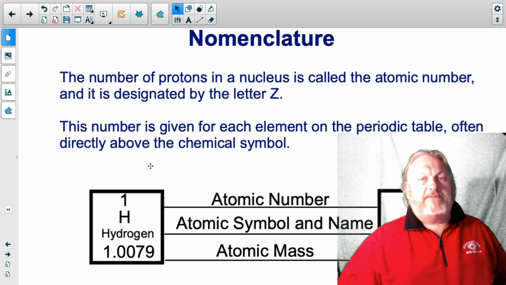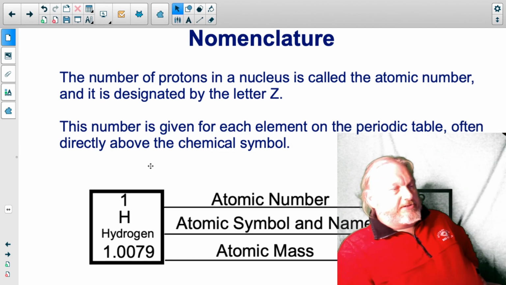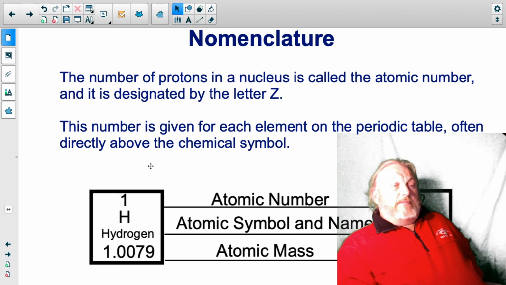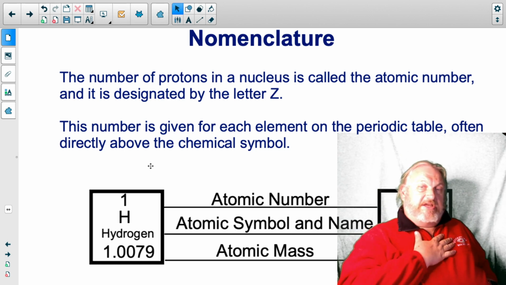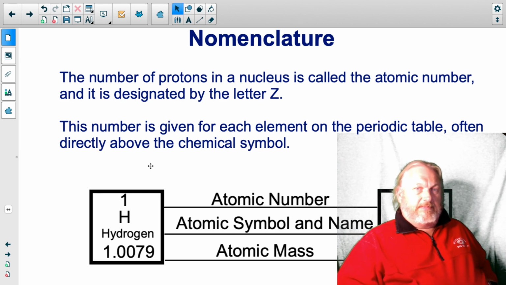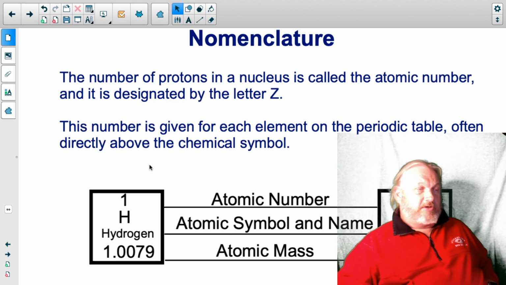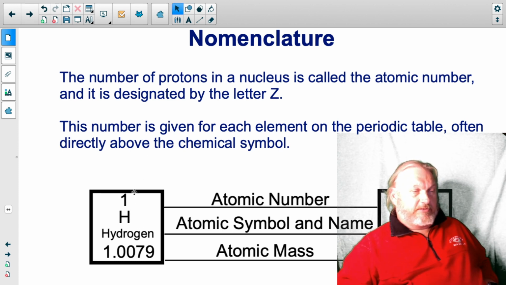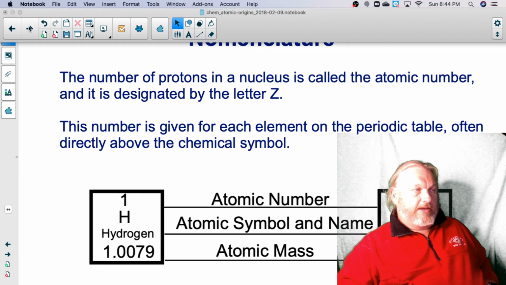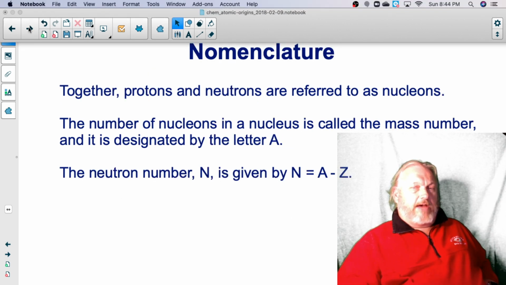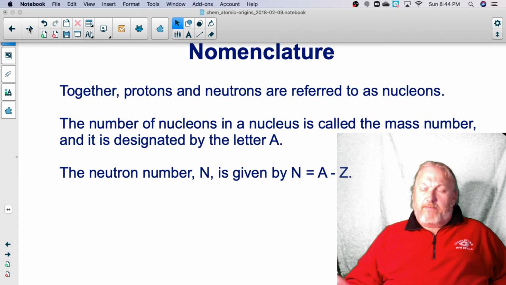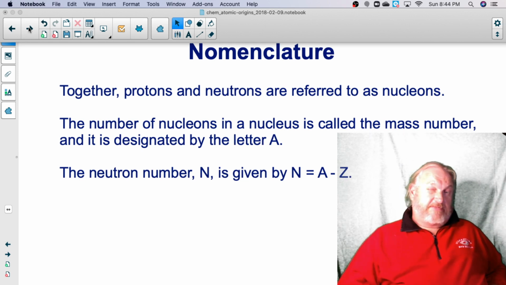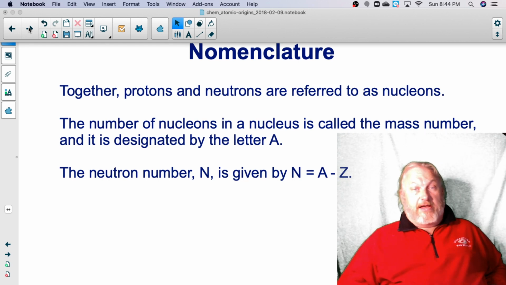So, how we name these things, and we're going to stop after this. The number of protons in the nucleus is what we call the atomic number. We use Z to designate the atomic number. The number is given for each element on the periodic table, and it's usually right above the chemical symbol. That's the Z number, or the atomic number, or the number of protons.